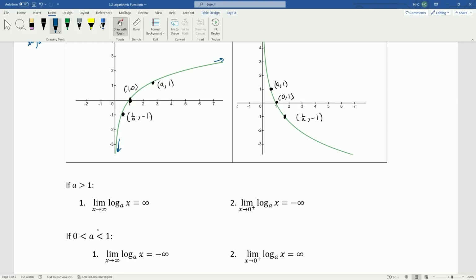And on the other hand, when a is between 0 and 1, here the limit as x goes to infinity of log base a of x, that's going down, so the y value is approaching negative infinity. And when x approaches 0 from the right, the y value approaches positive infinity. So those are our basic limit properties and asymptotes for the logarithmic functions.